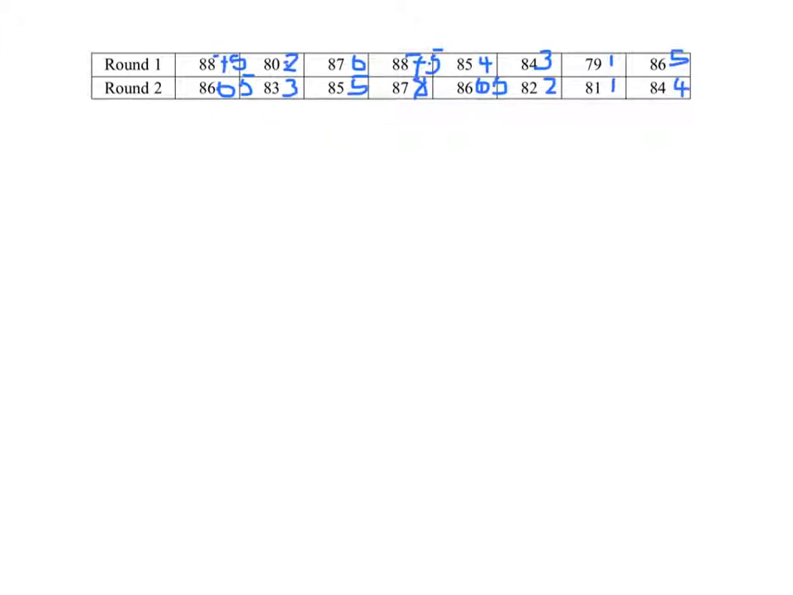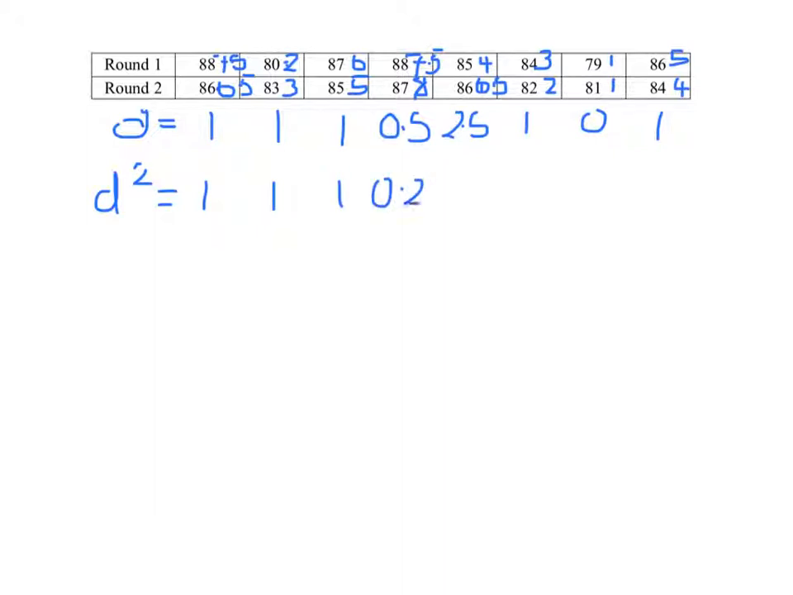Now for Spearman's rank, I need to know the difference in these scores. So that's 1, 1, 1, 0.5, 2.5, 1, 0 and 1. And for Spearman's rank we need the difference squared. So 1 squared, 1 squared, 1 squared, 0.5 squared, 2.5 squared, 1 squared, 0 squared and 1 squared, and we need to add all of those together, and I get 11 and a half.